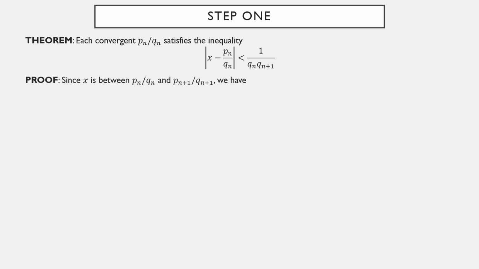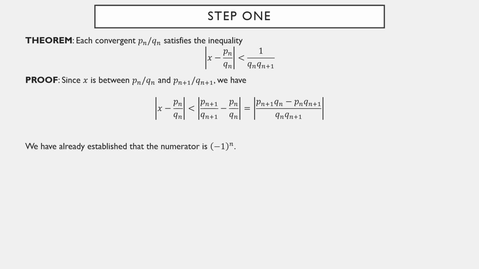So x is in between P_n over Q_n and P_{n+1} over Q_{n+1}. So if x is in between those two terms, well, the distance from x to one of them is definitely smaller than the distance in between both of them. And simply by giving them a common denominator, we see that the distance from x to P_n over Q_n is strictly smaller than the quantity P_{n+1} times Q_n minus P_n times Q_{n+1} over Q_n times Q_{n+1}. But we've already established that that numerator is a power of minus 1, so in absolute value it's definitely 1. So the distance from x to P_n over Q_n is less than 1 over the product of 2 consecutive denominators, the one you used in your approximation, P_n over Q_n, and the next one, Q_{n+1}.